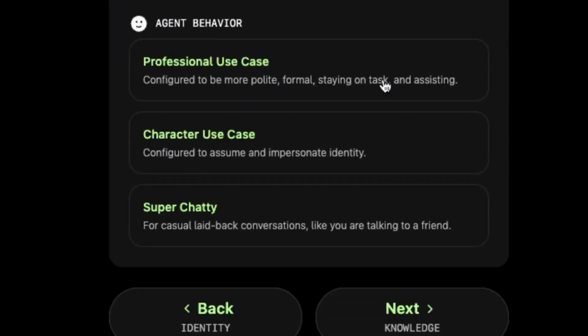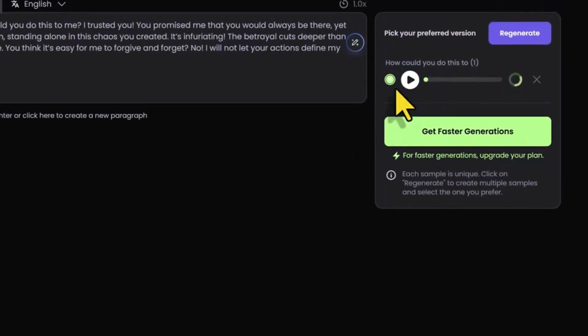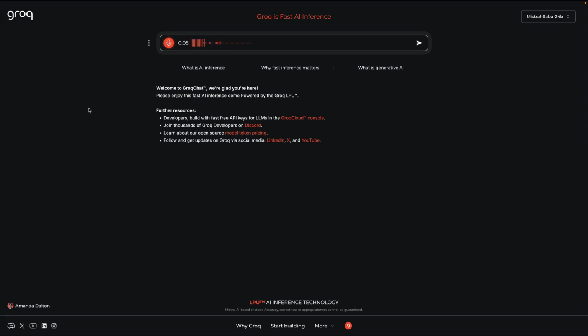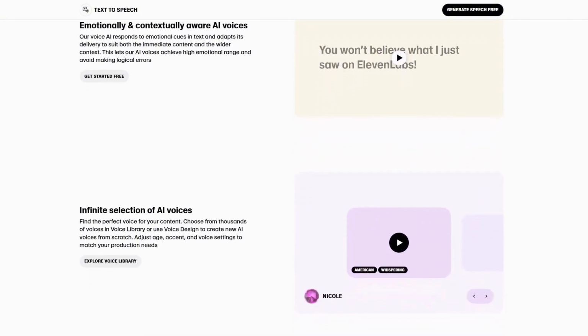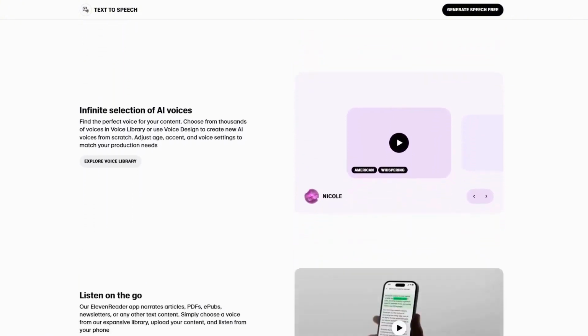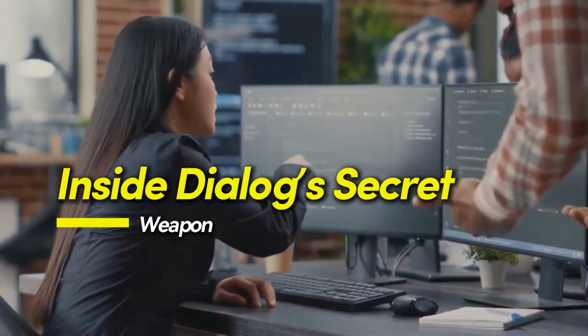And these aren't internal numbers. They were shared in an official VentureBeat report published on March the 26th, 2025, with direct statements from both Groq and PlayAI executives. But what's really setting Dialogue apart from the competition isn't just the sound quality or the benchmarks, it's the underlying tech that allows it to sound more human, even in fast-paced dynamic conversations. Inside Dialogue's secret weapon.